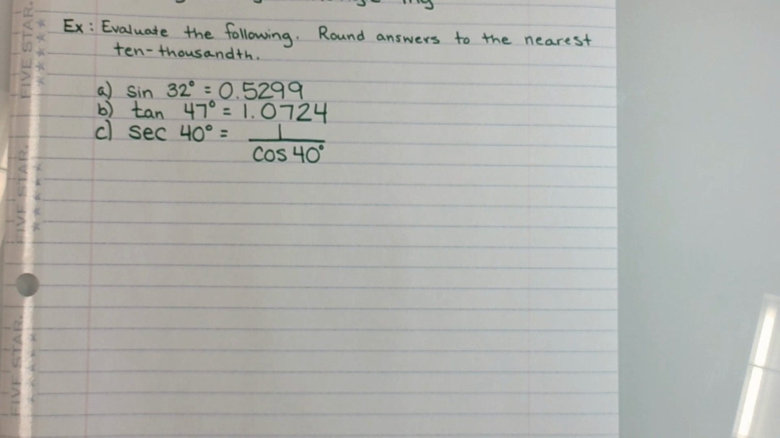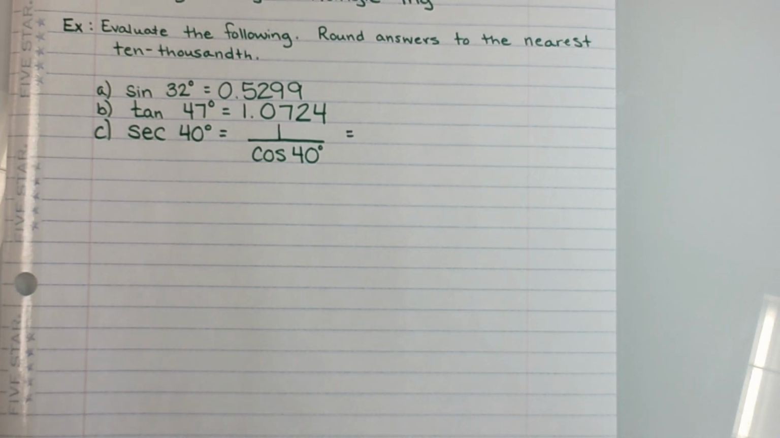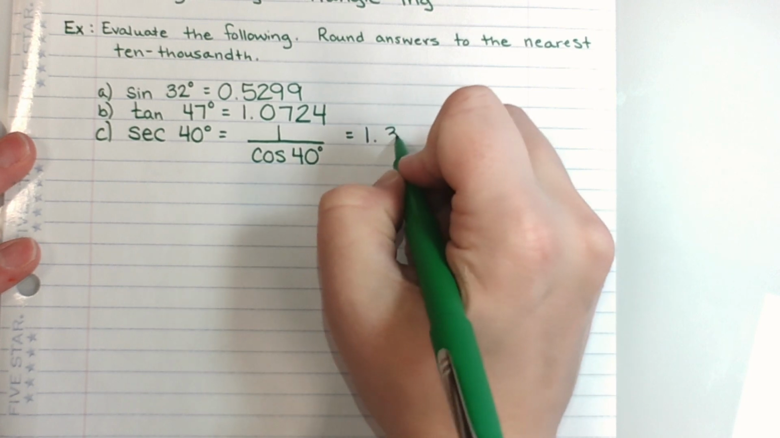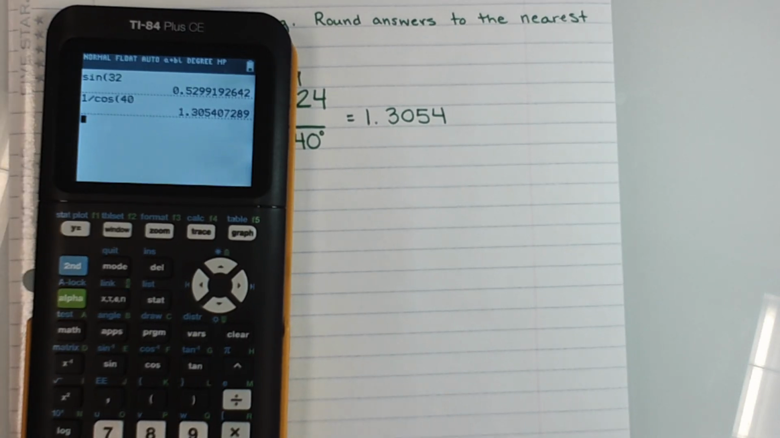Okay, Ethan, I'm going back to you. What do we get? 1 over 0.7660. Type it into your calculator. 1 divided by cosine of 40. 1.3054. Because you type it directly into your calculator. Yes, you're 100% right. It would have been 1 over an ugly decimal that starts with a 7. But we got to simplify, so we just type it in. Okay.